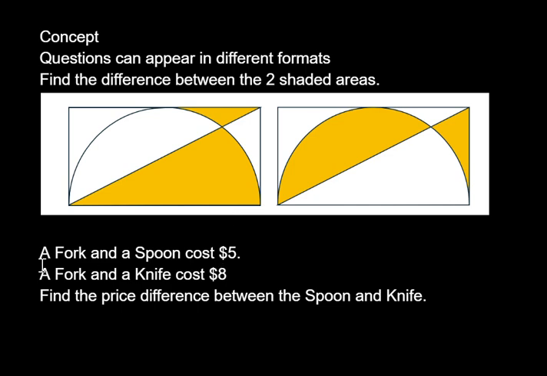And what is the concept? The concept is something that you have learned before. For example, you have a fork and a spoon that cost $5. You have a fork and a knife that cost $8. The question asks you, find the price difference between the spoon and the knife. So in such a question, they never ask you to find the price of a spoon. They never ask you to find the price of a knife. Instead, they just ask for the difference.